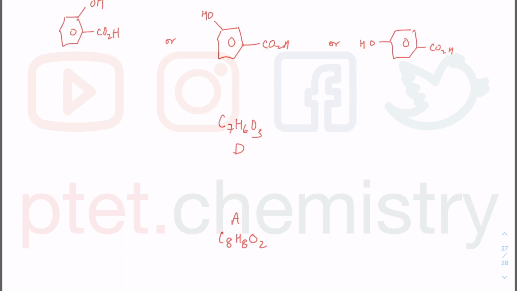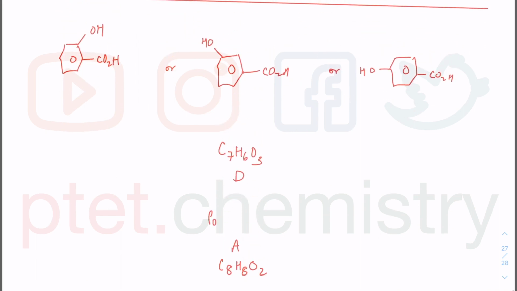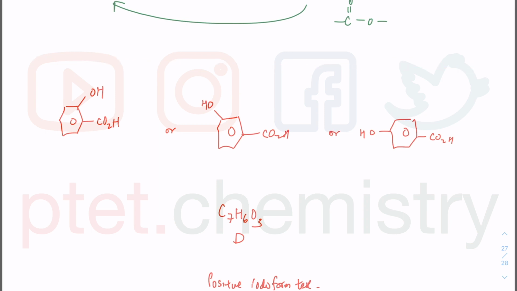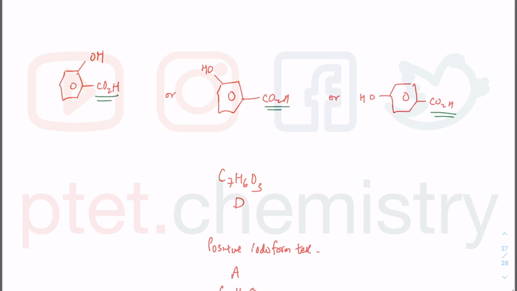C8H8O2. I have a positive iodoform test. So remember, when I have a positive iodoform test, I will cut off the CH3CO or the CH3CHOH. So it has to be the other thing. It has to be the carboxylic acid that actually gives me the original group there.